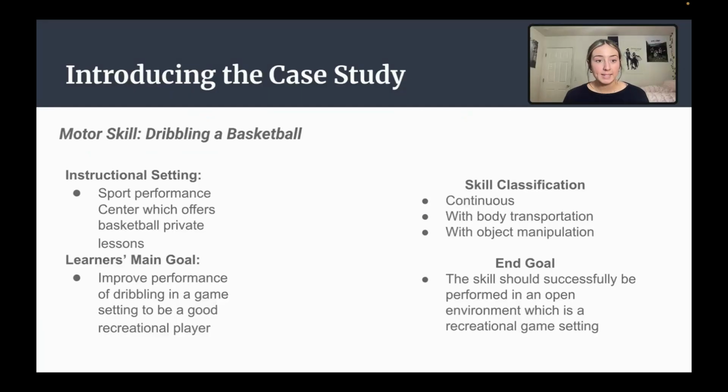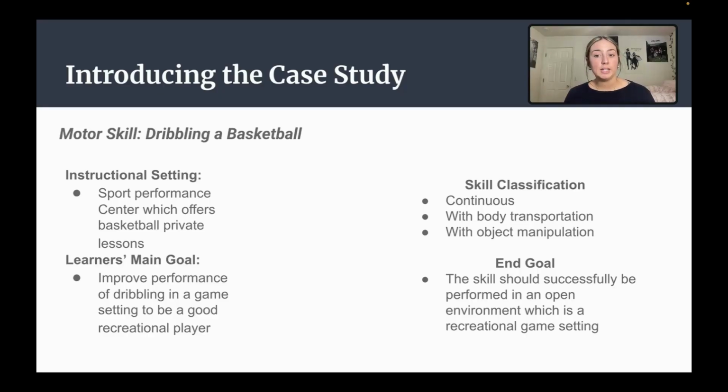To start with the case study, our motor skill that we chose was dribbling a basketball. The instructional setting is in a sports performance center, which offers basketball private lessons, or specifically the rec center. Our learner's main goal is to improve performance of dribbling in a game setting to be a good recreational player. Our learner just joined an intramural basketball team and wants to be able to participate in game settings just by being able to dribble more efficiently.